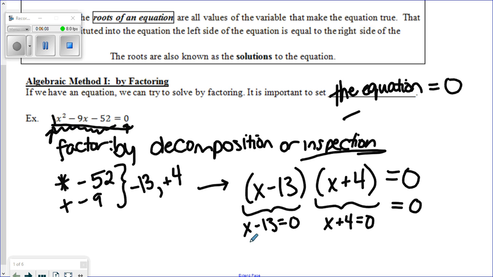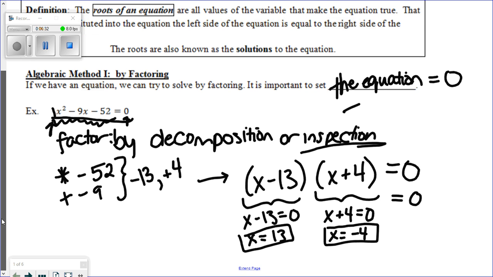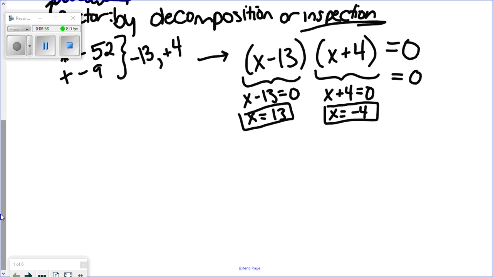So now I want to solve for x from here. So x, if I added 13 to both sides, that would get me x equals 13. And on this side, if I subtracted 4 from both sides of the equation, we would get x is equal to negative 4. So those are the roots of our equation, or what should make our equation true from our original equation.